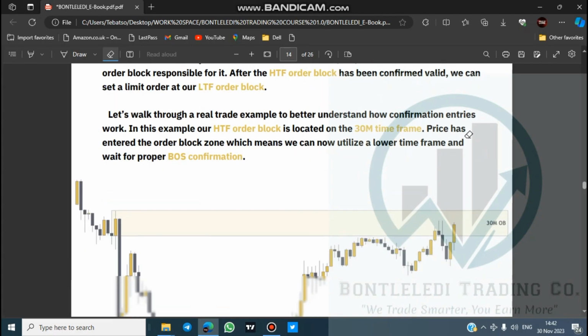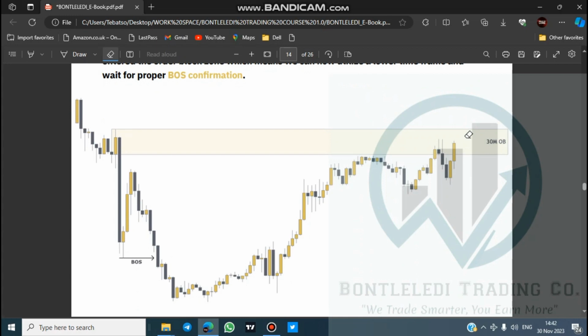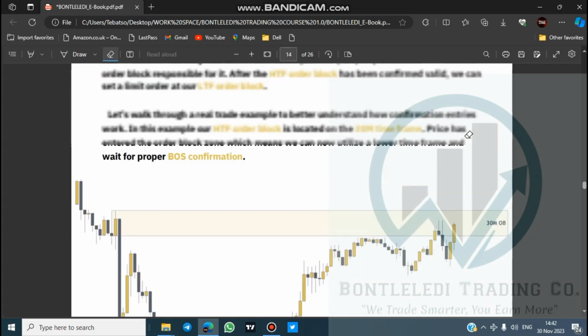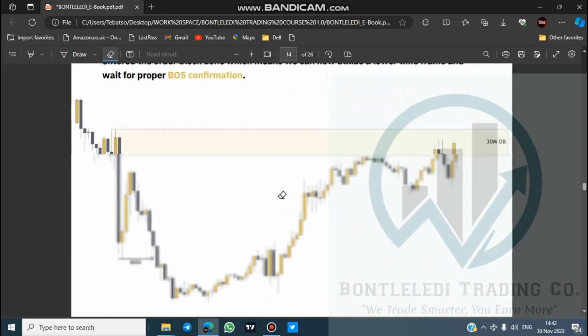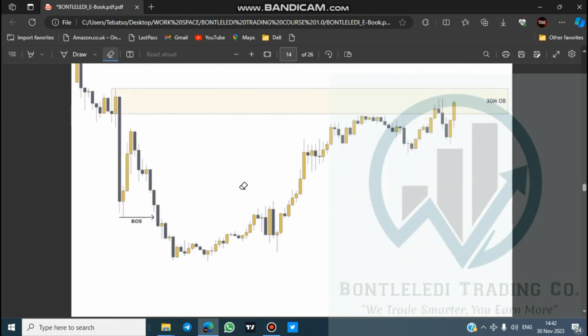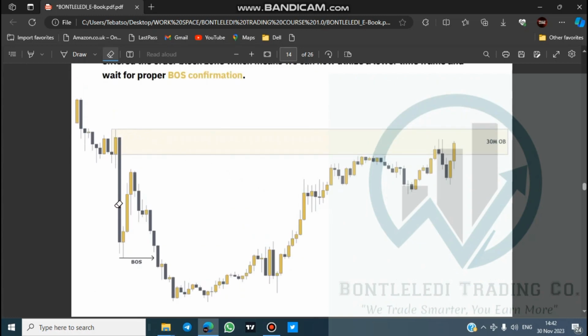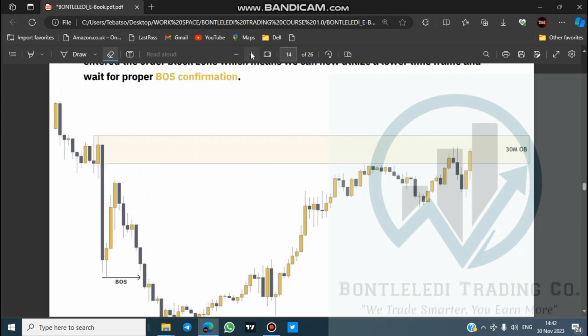As we continue, guys, let's look at the example. This is a live trade, a real trade example. The market was moving in the opposite direction. Let me highlight this for you so that you can understand what really happened over here.